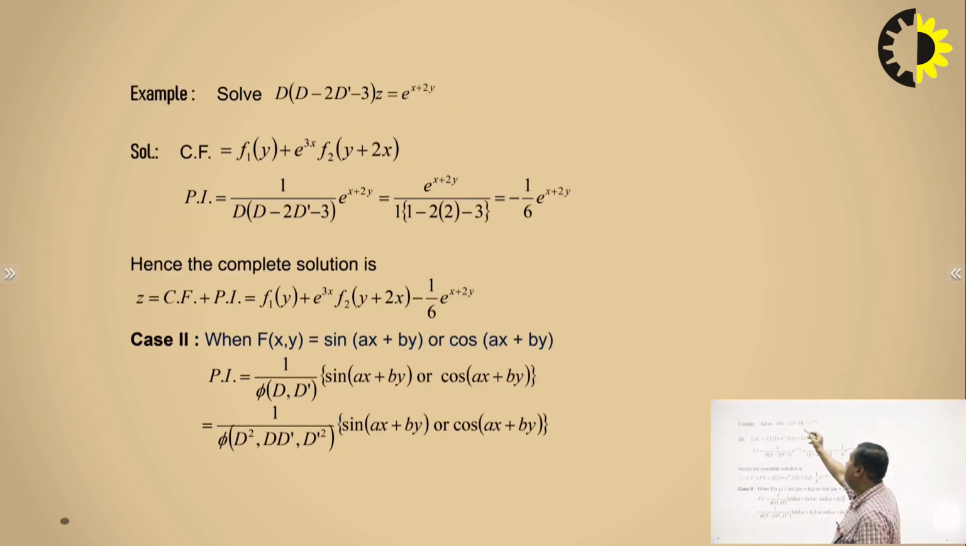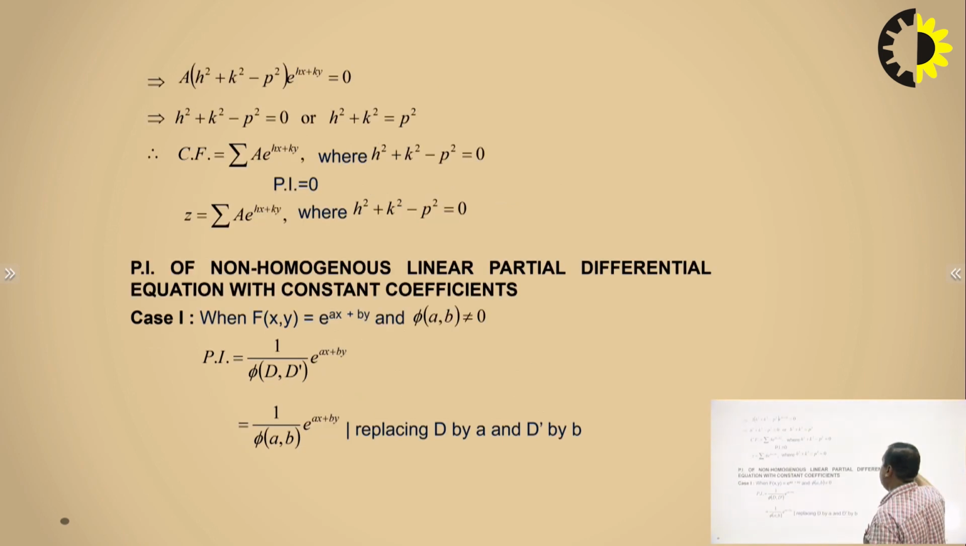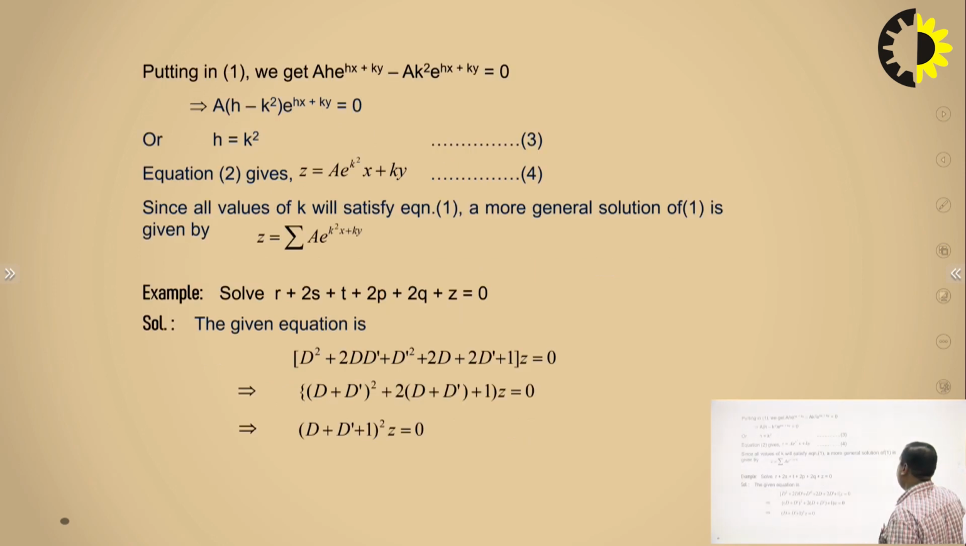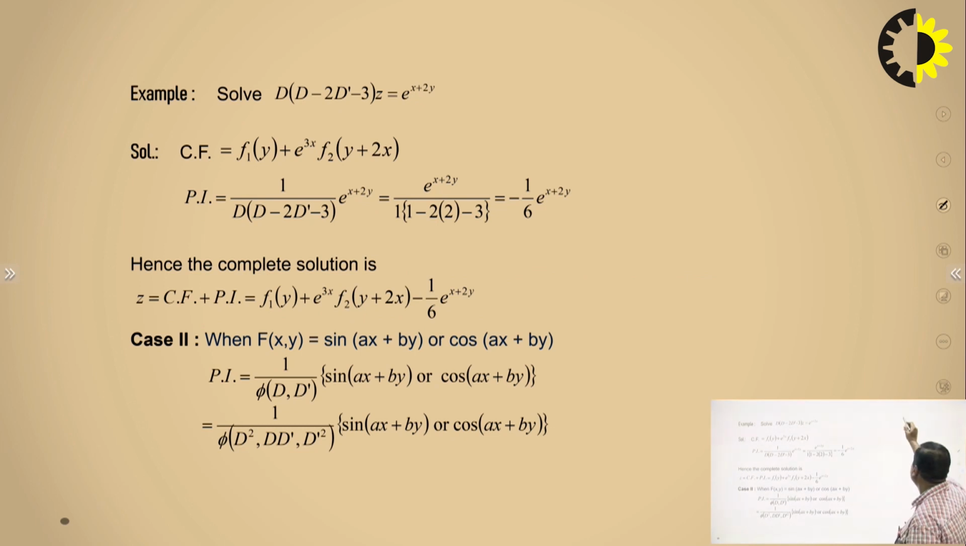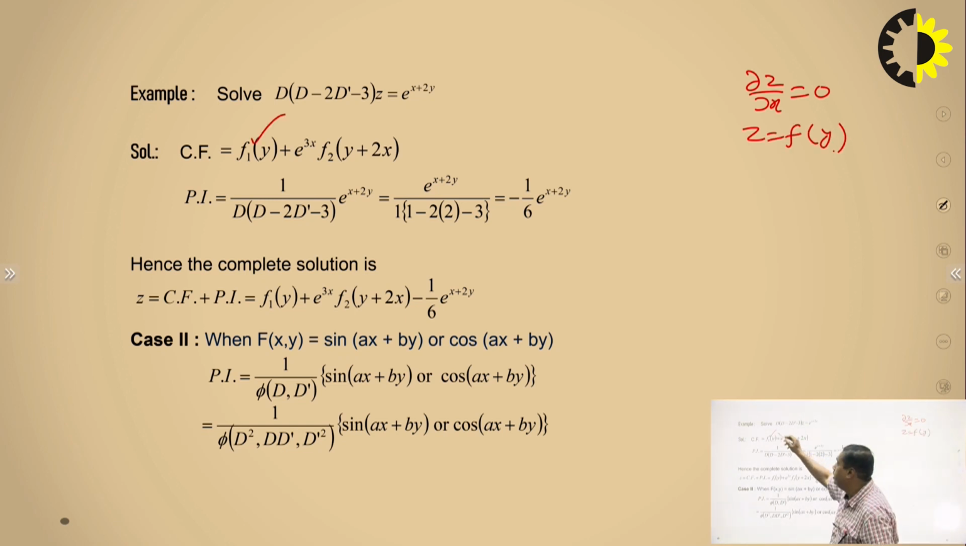D minus 2D dash minus 3 into z is equal to e to the power x plus 2y. First of all, we have to find the solution of CF. Here Dz is equal to 0. Dz means del z over del x is equal to 0. That means z is a function of y. So we are writing it as f1 y.